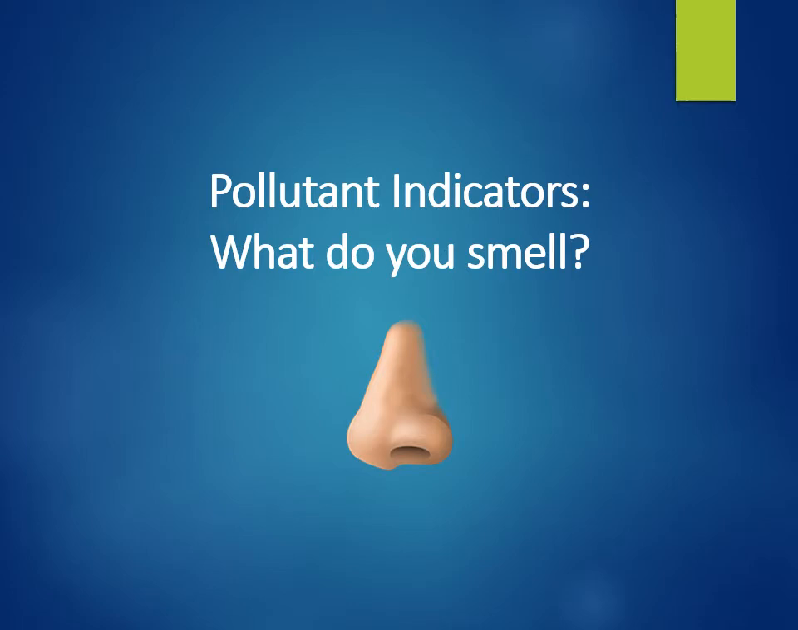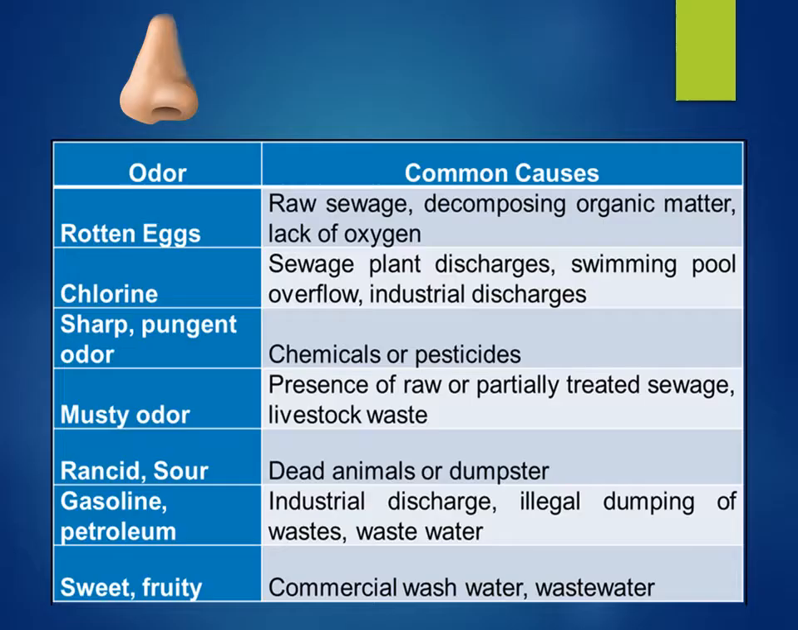Your nose is a good tool for information about possible pollution problems. Here's a listing of some of the odors you may detect and common causes. A rotten egg smell may be a sign of raw sewage or decomposing organic matter. If you do find evidence of raw sewage entering the stream, you should report that concern to your city or county engineer for further inspection.